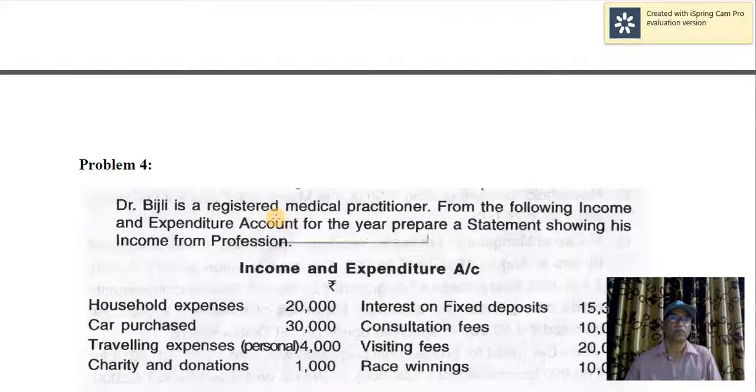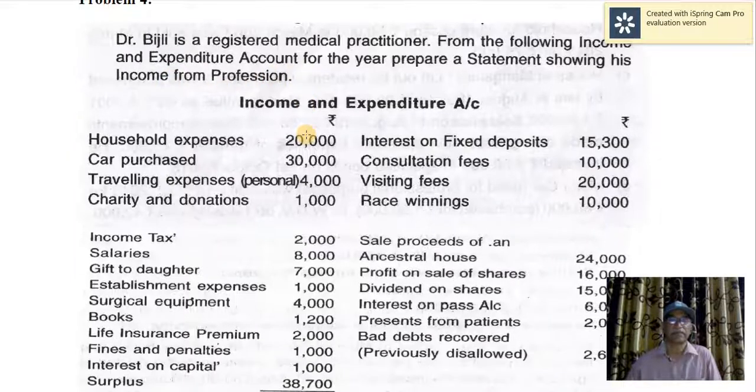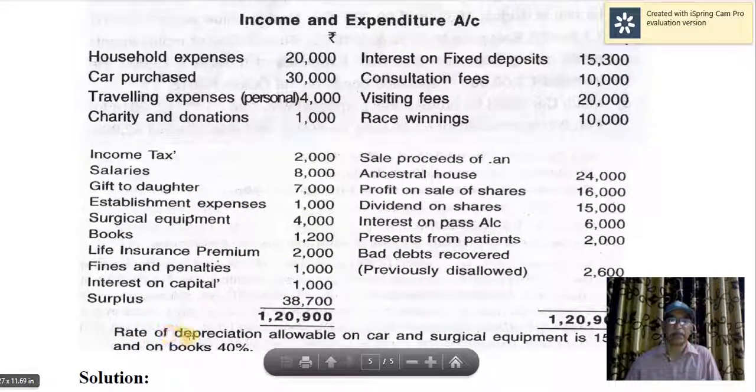Okay, let me move on to the next problem. Dr. Bijli is a registered medical practitioner. From the following income and expenditure account for the year, prepare a statement showing income from profession. It's a small problem. At the end, the rate of depreciation allowable is given: 15% on car and surgical equipment, and 40% on books.